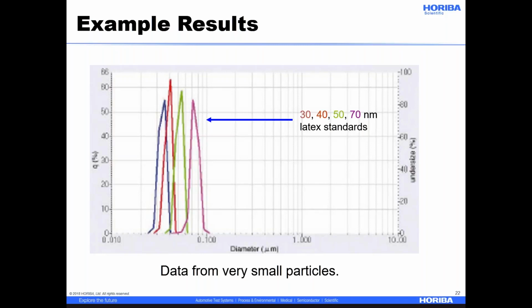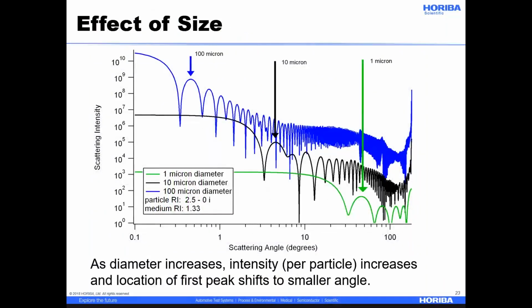So let's get some example results. These are latex standards at 30 nanometer, 40 nanometer, 50 nanometer, and 70 nanometer particle sizes. And by diffraction, and these are diameters, by the way, we can extract these smaller particle sizes by taking advantage of the blue light and the stable optical bench. Quick comment on effective size. Here I show 1 micron, 10 micron, 100 micron for comparison. And there are a couple things I want to mention here.